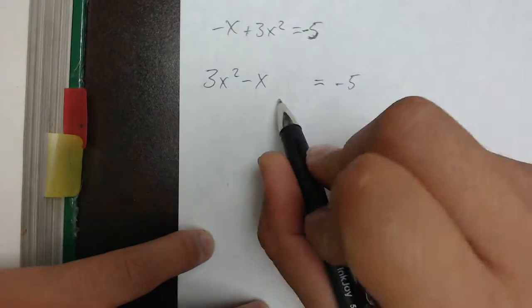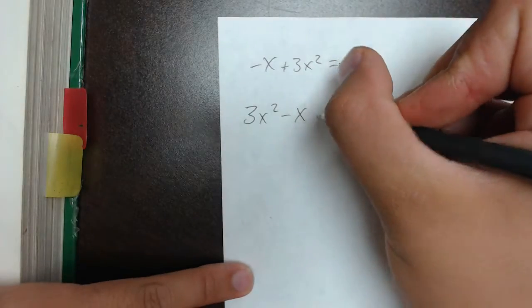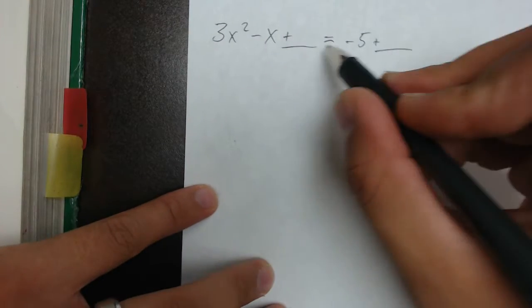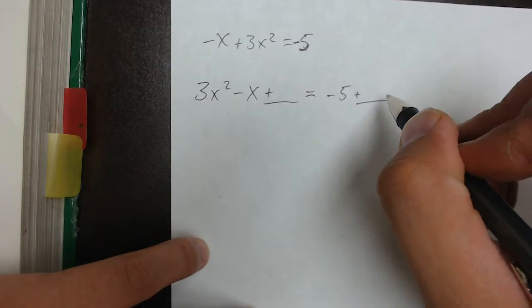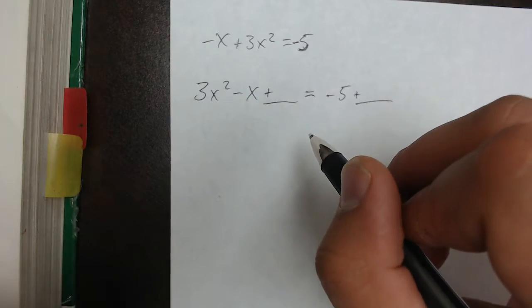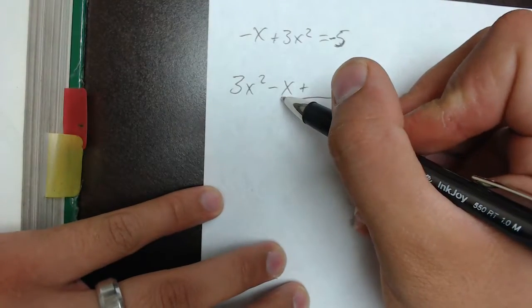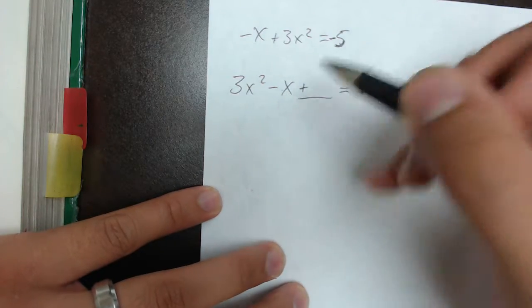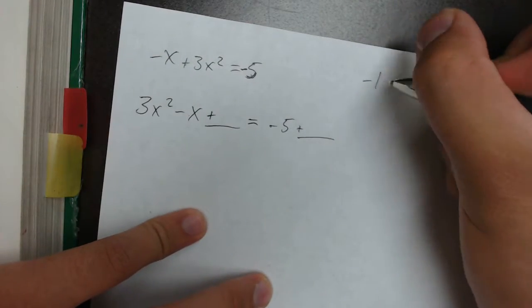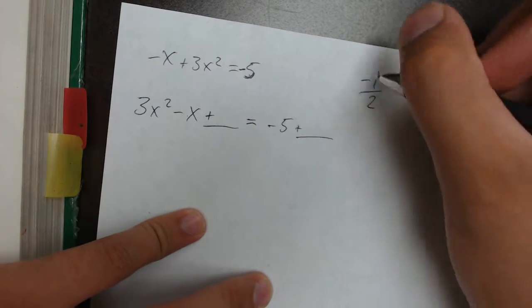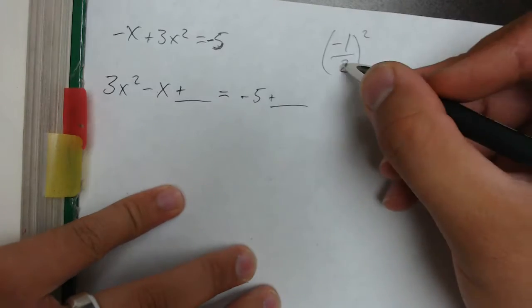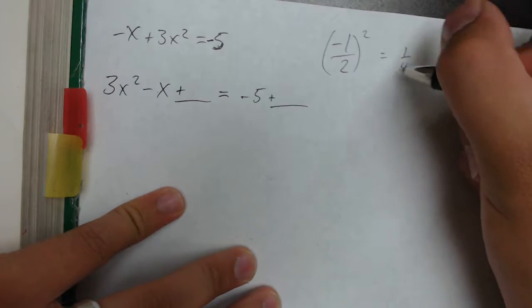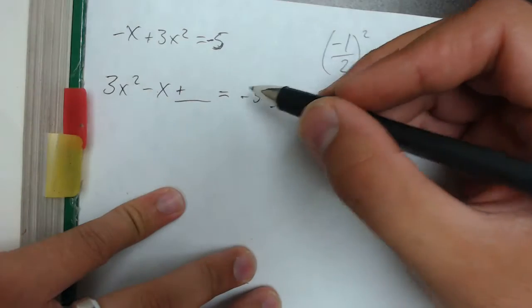Now you notice I left a blank here, and that's part of completing the square. You want to leave a space here and here, because you're going to have to add the exact same value to each side of the equation. The steps are to take the coefficient of the single x term, not the x squared, which is negative 1, divide it by 2, and then square that. So negative 1/2 squared is going to give us positive 1/4. And that is what we're adding to each side of the equation.